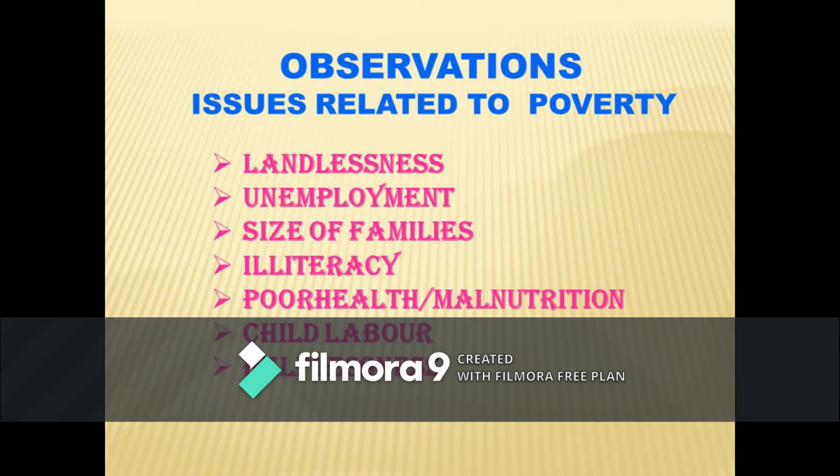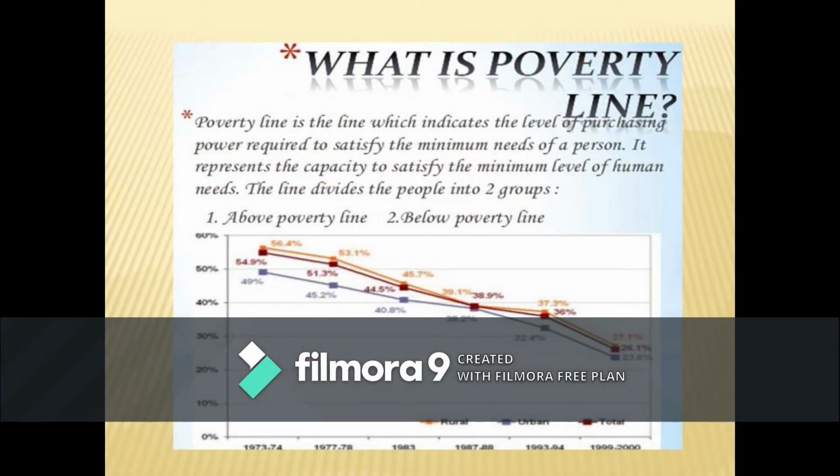So we can say that the issues related to poverty are landlessness, unemployment, size of families, illiteracy, poor health, child labor and helplessness. How can we know whether a person is poor or not? It depends upon the poverty line, which is the central discussion of poverty. Persons who are not able to fulfill their daily needs come below the poverty line, and those who are sufficient to fulfill their family needs come above the poverty line.